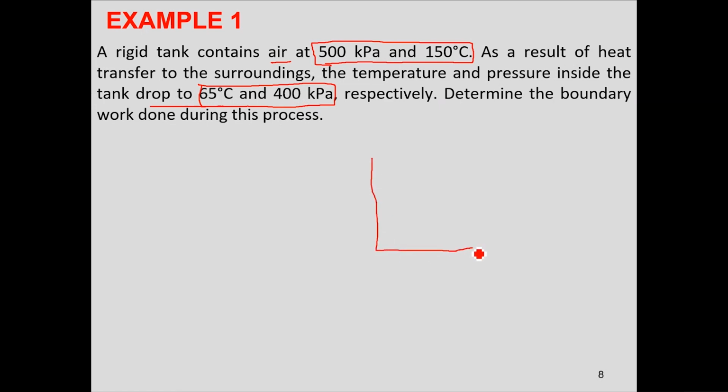So you have a rigid tank in which the first condition is that your pressure is 500 kilopascal and temperature is 150 degrees centigrade. As a result of some heat transfer Q out of the system, your pressure P2 becomes 400 kilopascal and your temperature T2 becomes 65 degrees centigrade. In such a case, if you have to determine the boundary work, how should we start determining the boundary work?